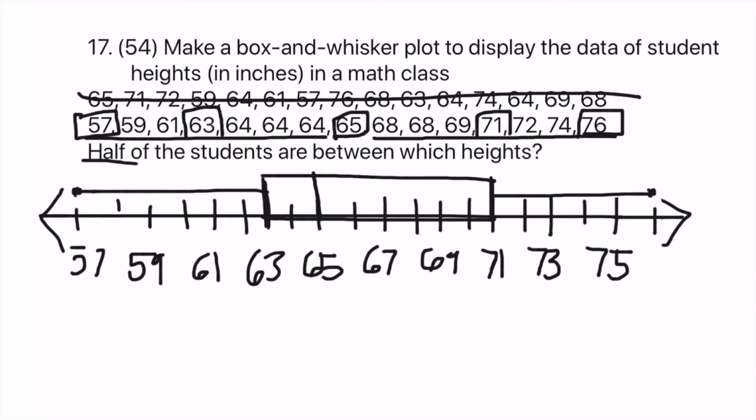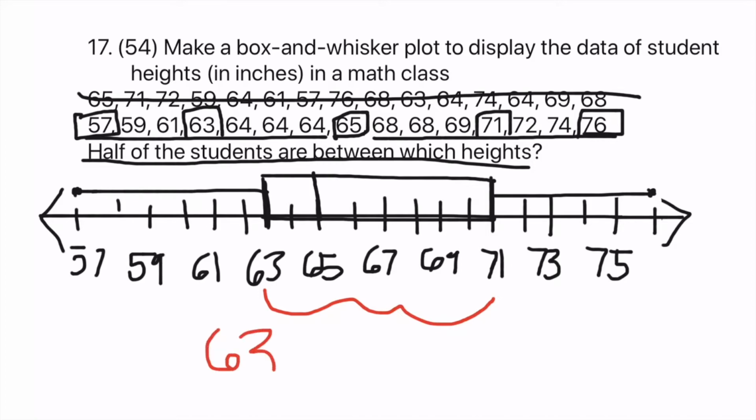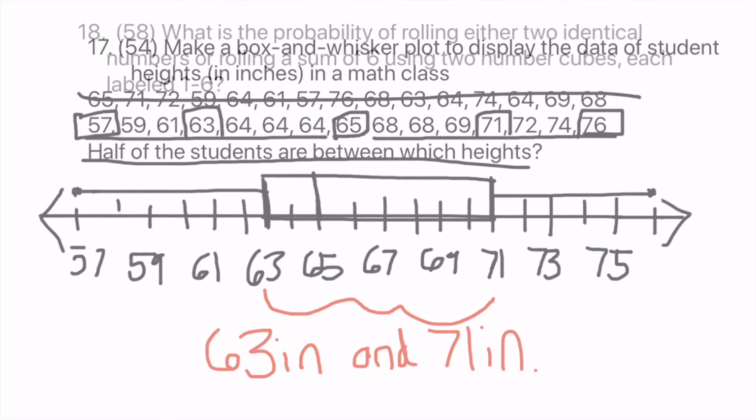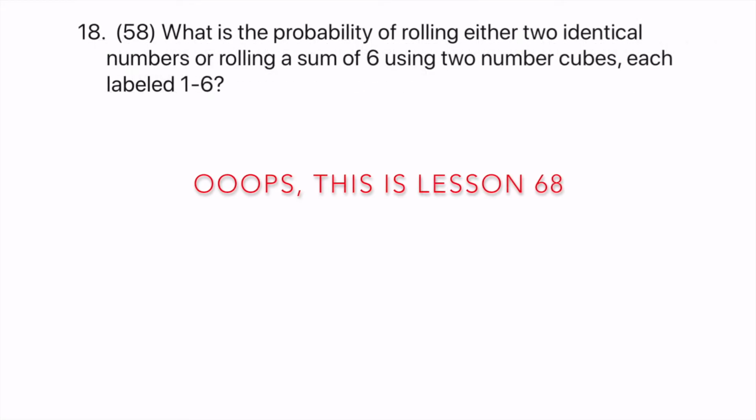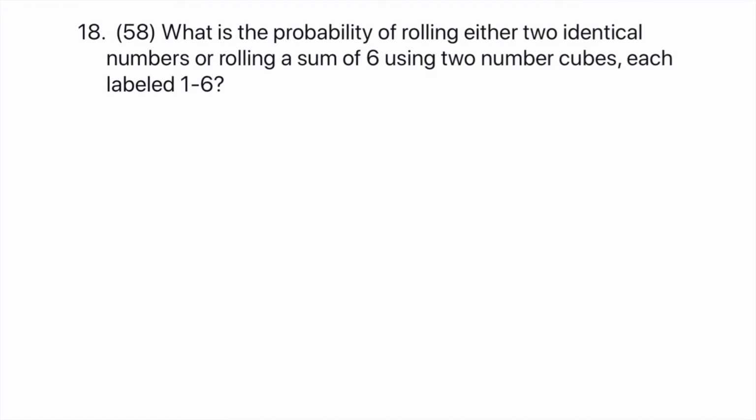The second part was, half of the students are between which heights? We know that 50% of the data falls in between the lower quartile and the upper quartile. So if 50% of our data is in between those, we would say that half the students are between 63 inches and 71 inches. Number 18, what is the probability of rolling either 2 identical numbers or rolling a sum of 6 using 2 number cubes each labeled 1 through 6?